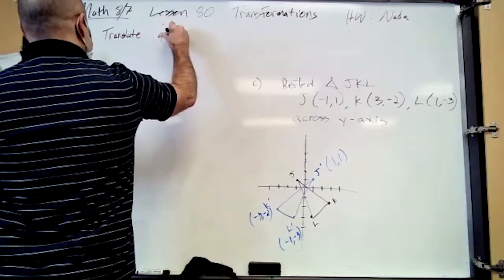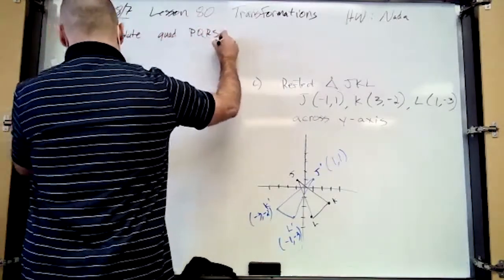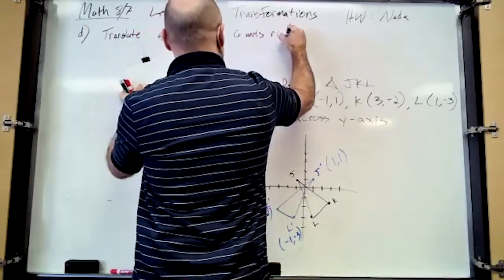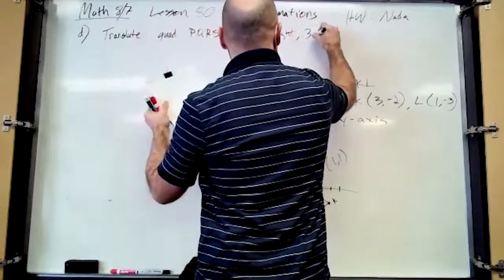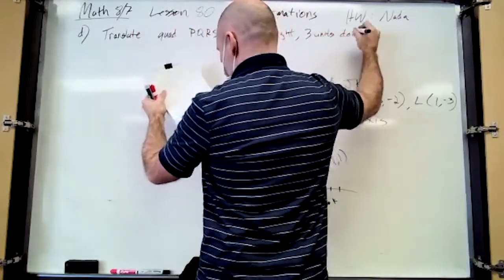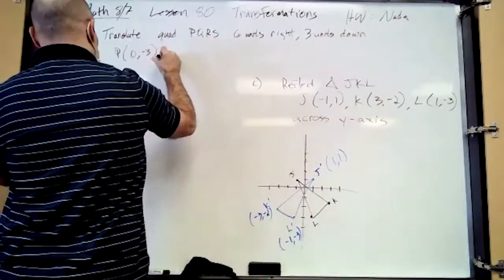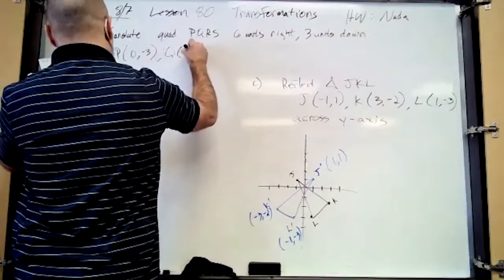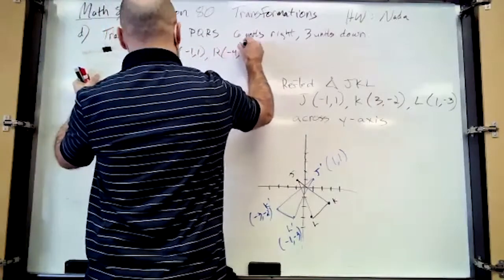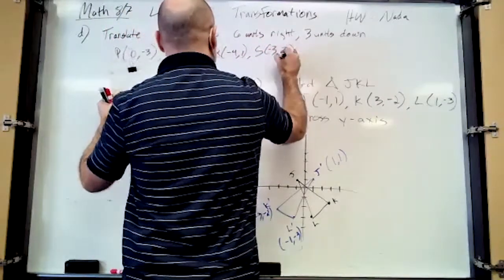Okay, we're going to translate quad PQRS 6 units right, 3 units down. Okay, so P is at 0, -3. Q is at -1, 1. R is at -4, 1. And S is -3, 3.